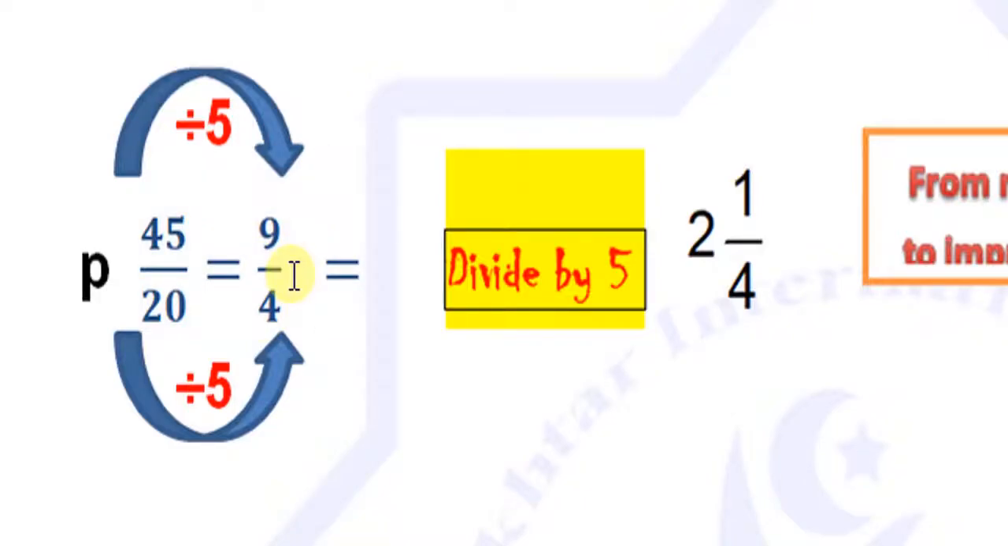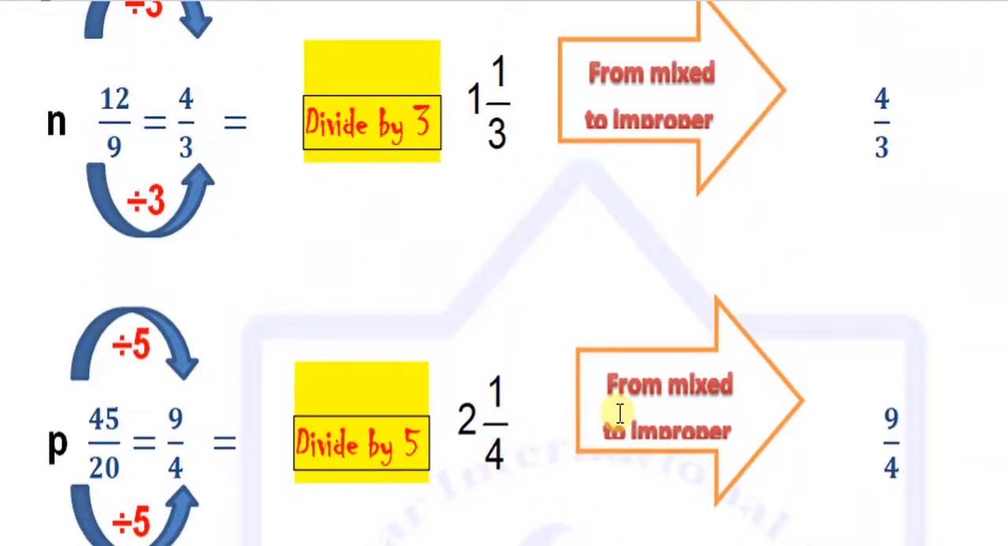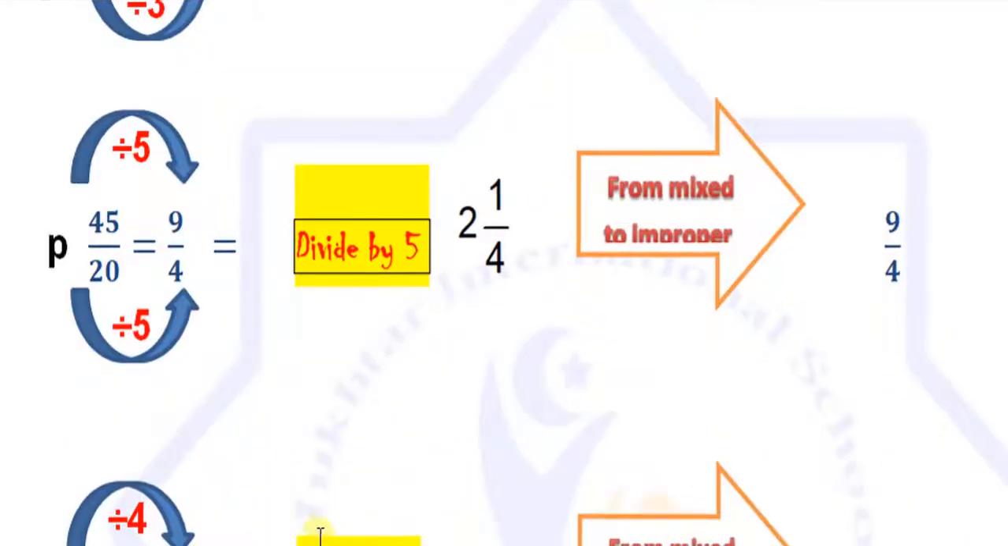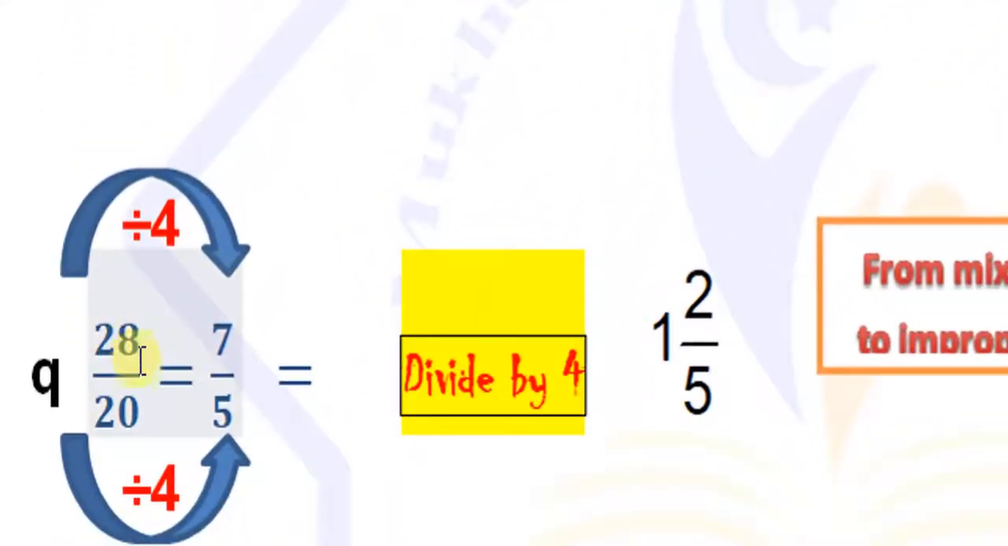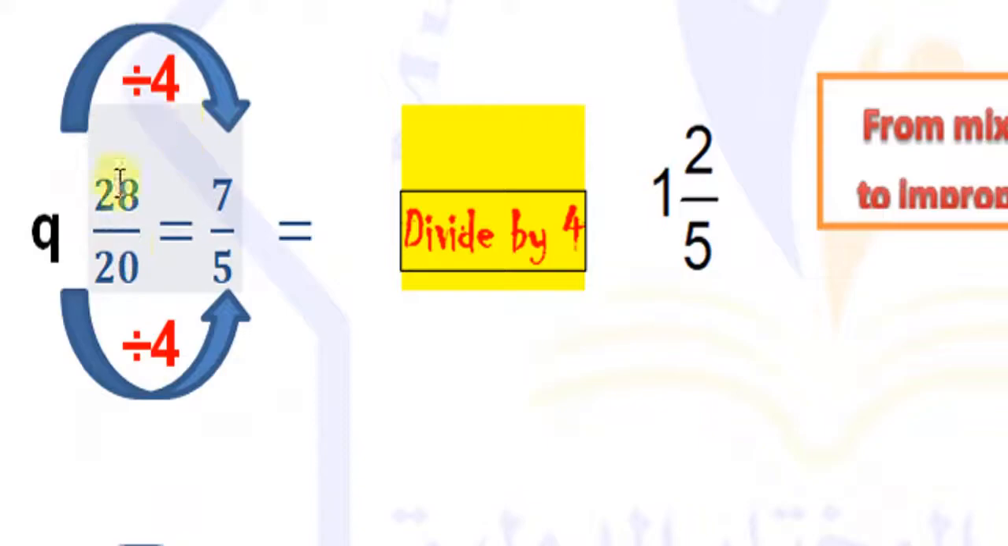And again, then changing the improper fraction, because we have a bigger numerator here, to a mixed number, you get 2 and 1 over 4, okay? If you want to make sure that it's correct, just change from mixed to improper again, and you get 9 over 4 again. For Q, we have 28 over 20. We divide by the common factor for both of these, numerator and denominator, which is 4. Divide by 4 and you get 7 over 5.